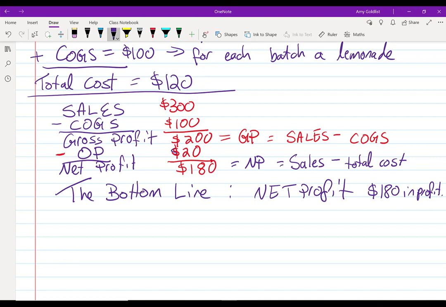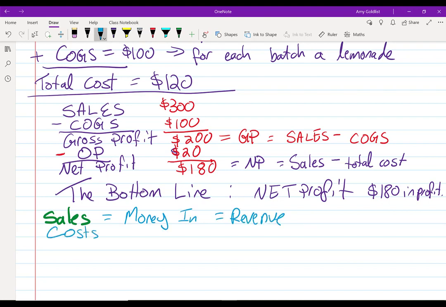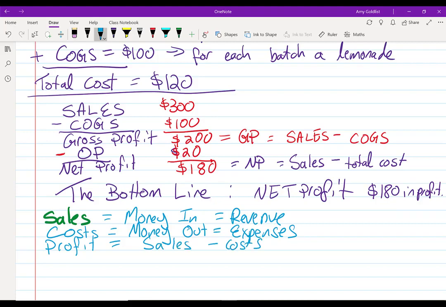Let's sum up just the different equations that we went over. We've got sales is money in, is revenue. We have costs. That's money out, is expenses. We have profit. That is sales minus cost.